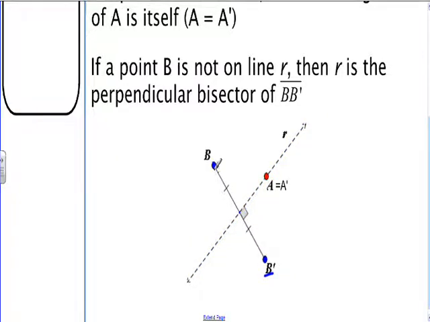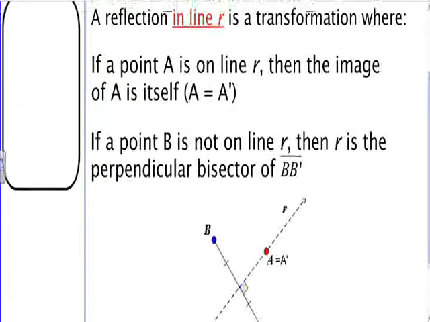Now it turns out that if you connected the segment from B to B prime, this reflection line R would be the perpendicular bisector of the segment B B prime. And that means that these two little segments right here are congruent, and this is a 90-degree angle. So that's one way that you can tell if a figure has been reflected over a line: looking for those congruent segments and those 90-degree angles.